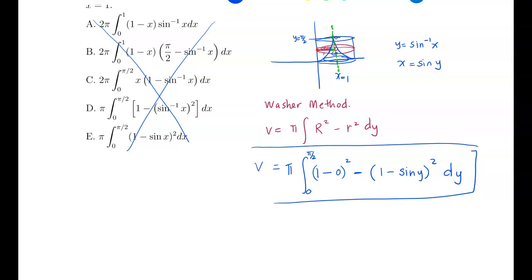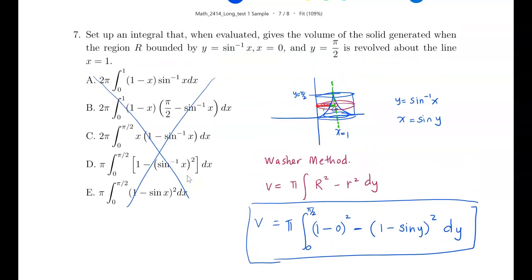So again, in this case, we cannot solve this in terms of x using the principles that we learned in the class, which is either the washer or disk method. We would be able to solve the volume, but it would be with respect to y and using the washer method. If it's going to be in terms of x, like in the choices here, that will use cylindrical shells, which we did not discuss in this class. All right, so that's how you would set up the volume of the solid here.